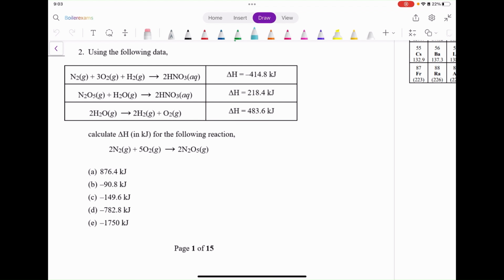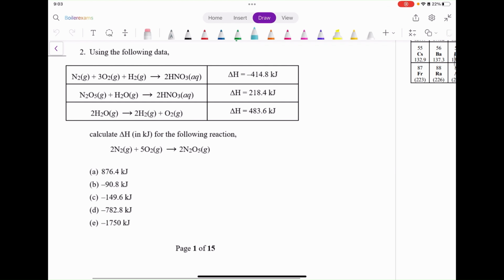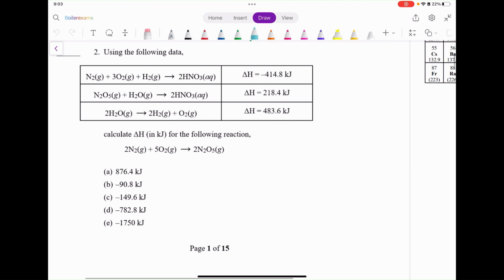Problem 2. Using the following data, calculate delta H in kilojoules for the following reaction. So we get some final reaction here at the bottom, and they are going to want us to somehow combine these 3 reactions to get number 4. Okay, and when I look, let's start with the products that do show up in reaction 4, because we know those ones aren't going to be canceled out.